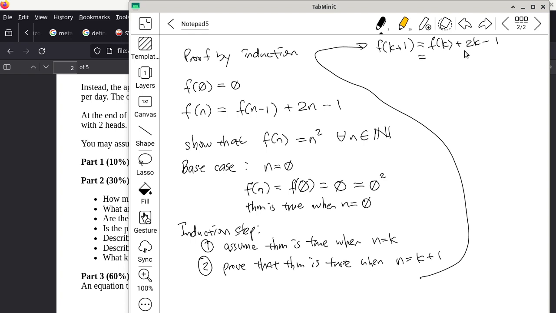Okay. So the application of the assumption is, this is the theorem, okay? The actual theorem is this. This is our theorem, okay? So if the theorem is true for the case when n equals k, so that means f of k is really just k squared. And then we say plus 2k, and then this is a minus 1. And that is not k plus 1 squared, because if you want a k plus 1 squared, you need a plus 1, not a minus 1.